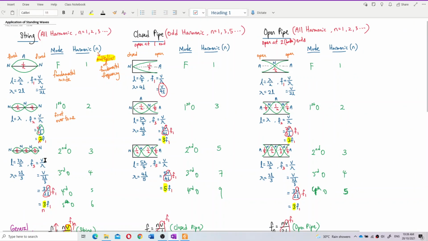So string follows this one. String means it has two fixed ends. So we have a node at each end, and then amplitude in the middle, amplitude in between. Okay, this is string.